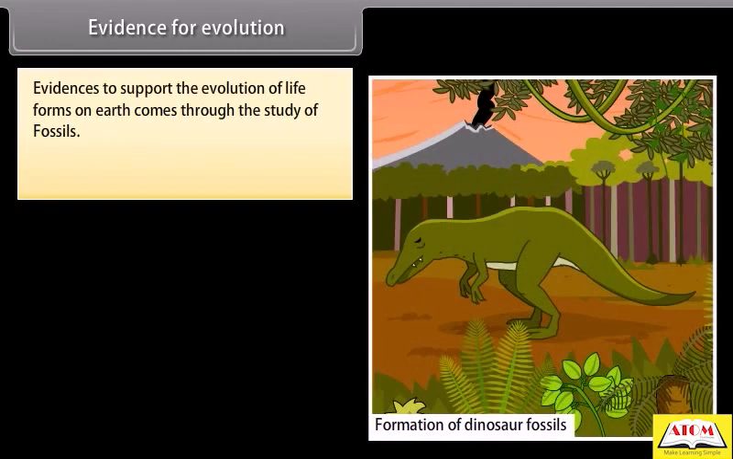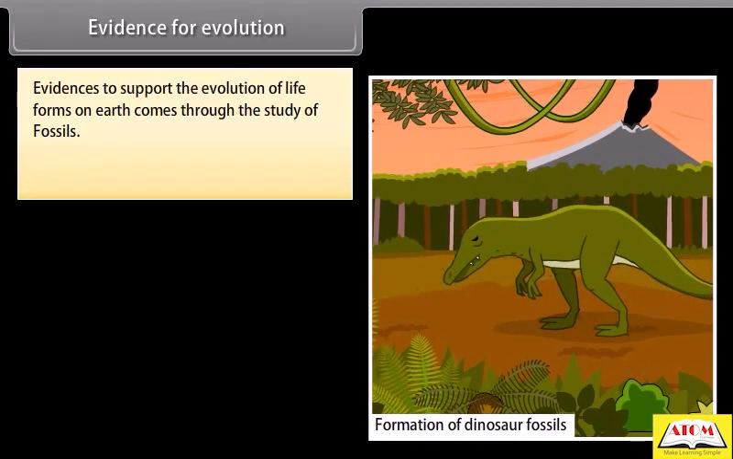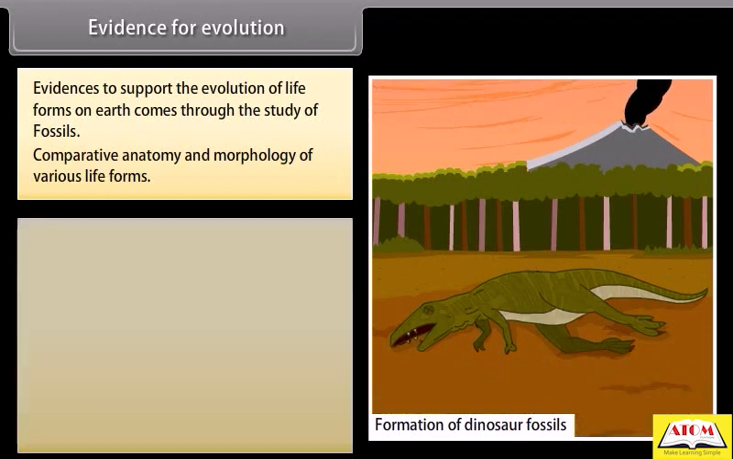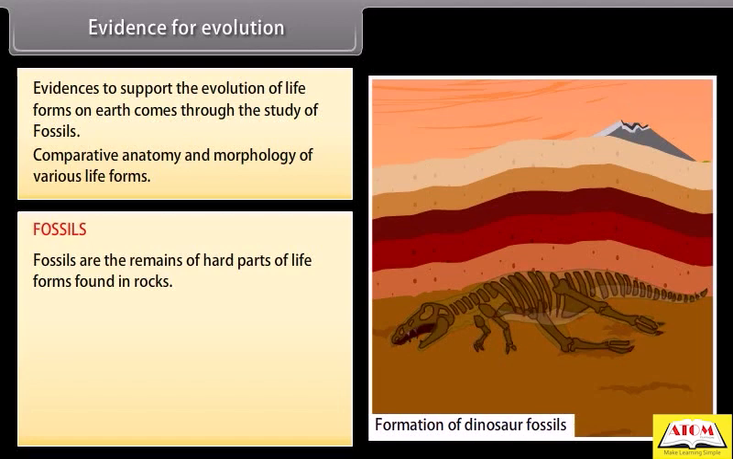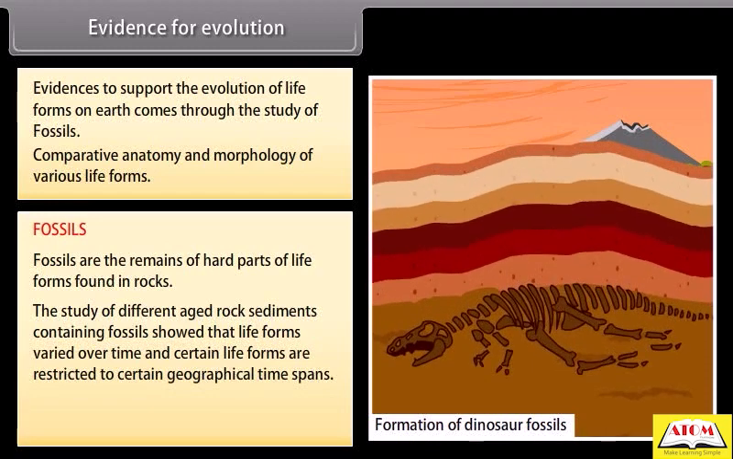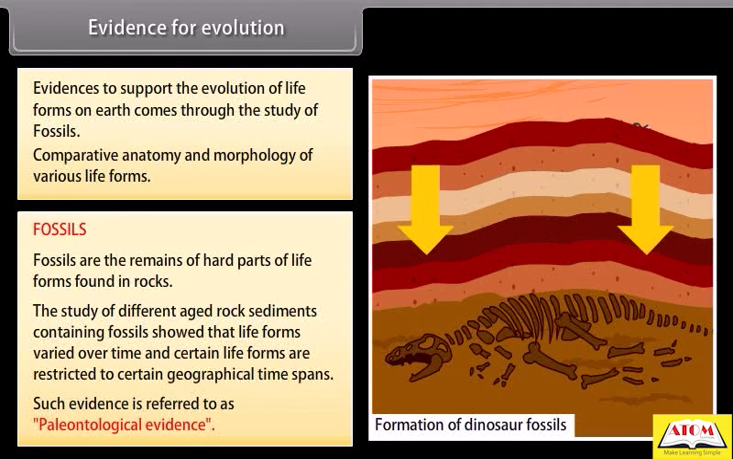Evidence for evolution. Evidences to support the evolution of life forms on Earth comes through the study of fossils, comparative anatomy and morphology of various life forms. Fossils. Fossils are the remains of hard parts of life forms found in rocks. The study of different aged rock sediments containing fossils showed that life forms varied over time and certain life forms are restricted to certain geographical time spans.